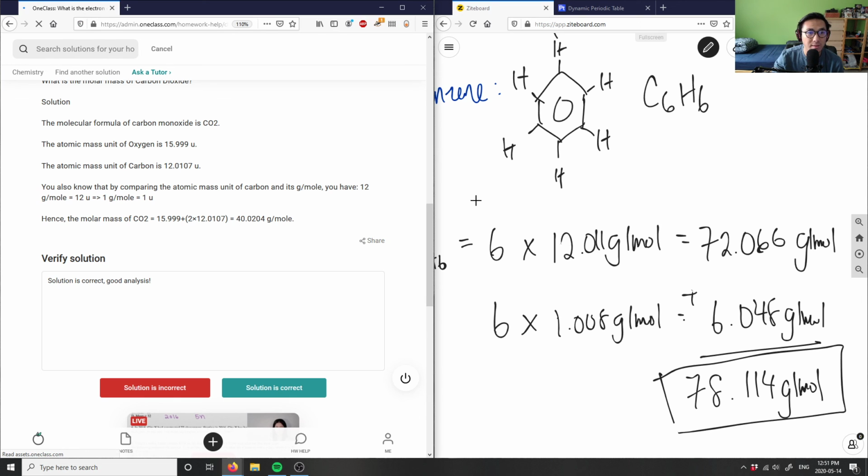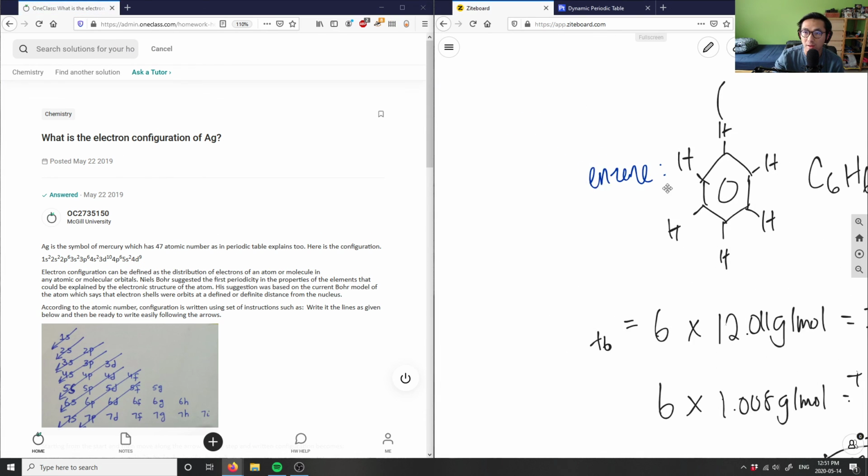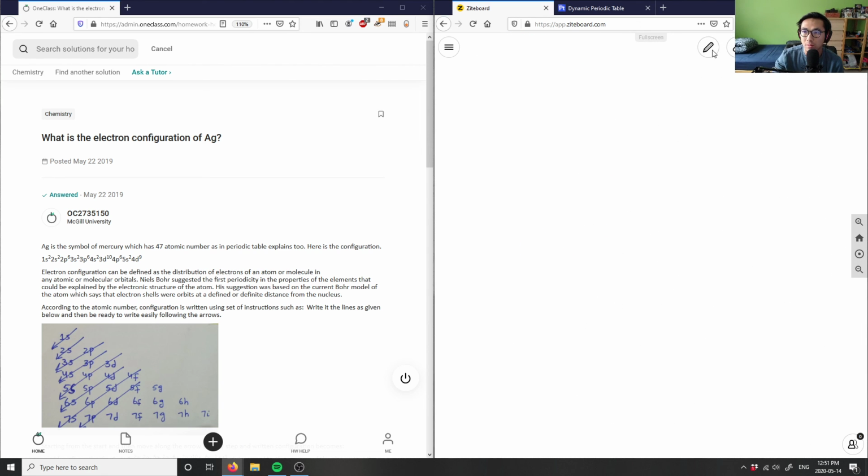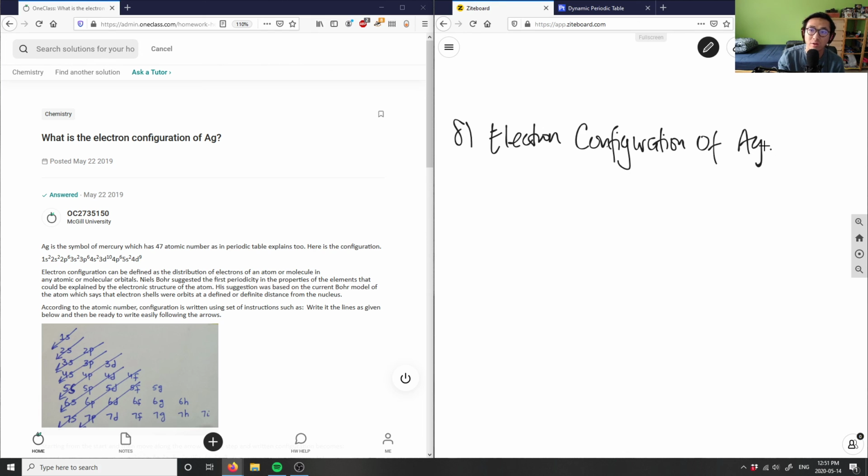And let's see if I can do one more question. I think I can actually, for number 8 here. So this is number 8, right? We'll finish off this video with this question. Again, it's another electron configuration question. So I want the electron configuration of Ag here.